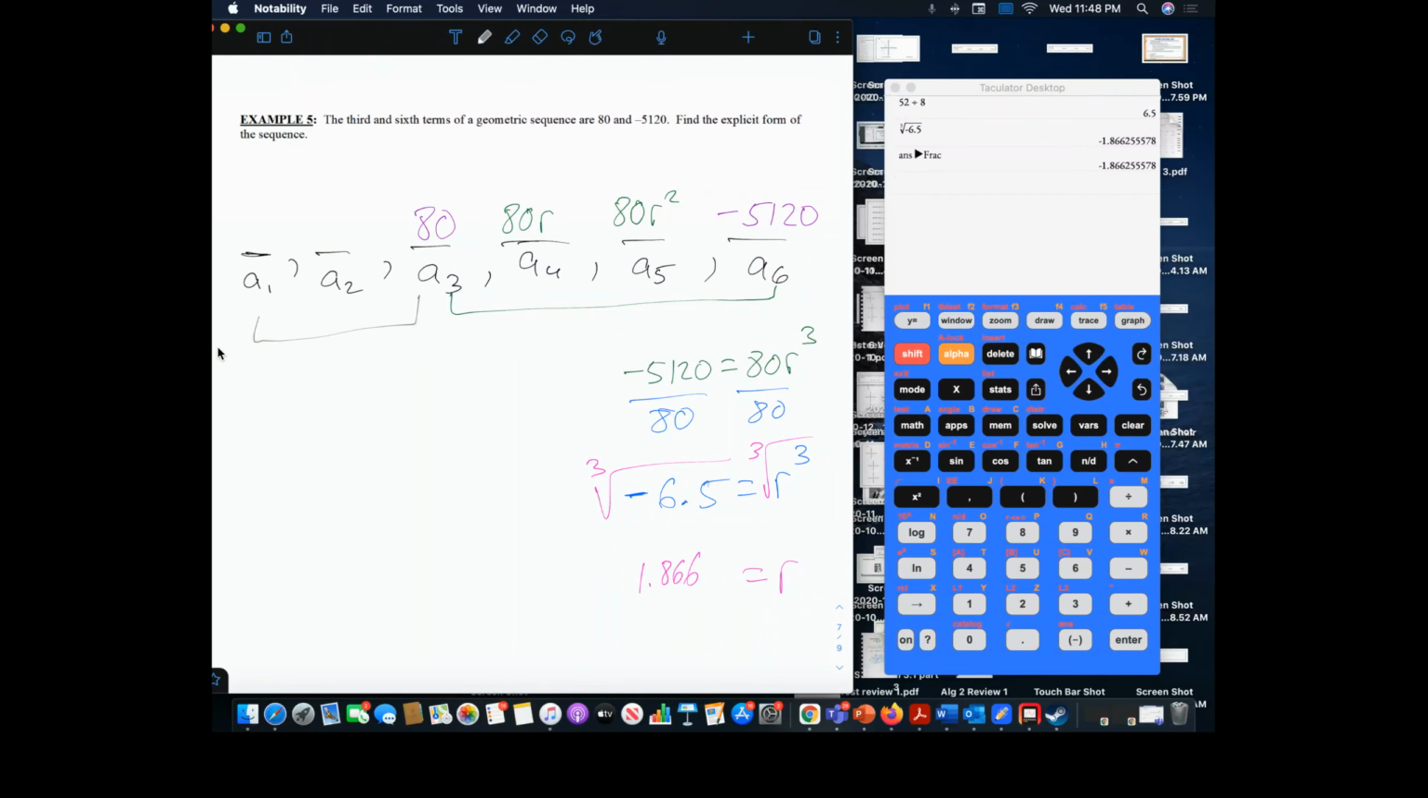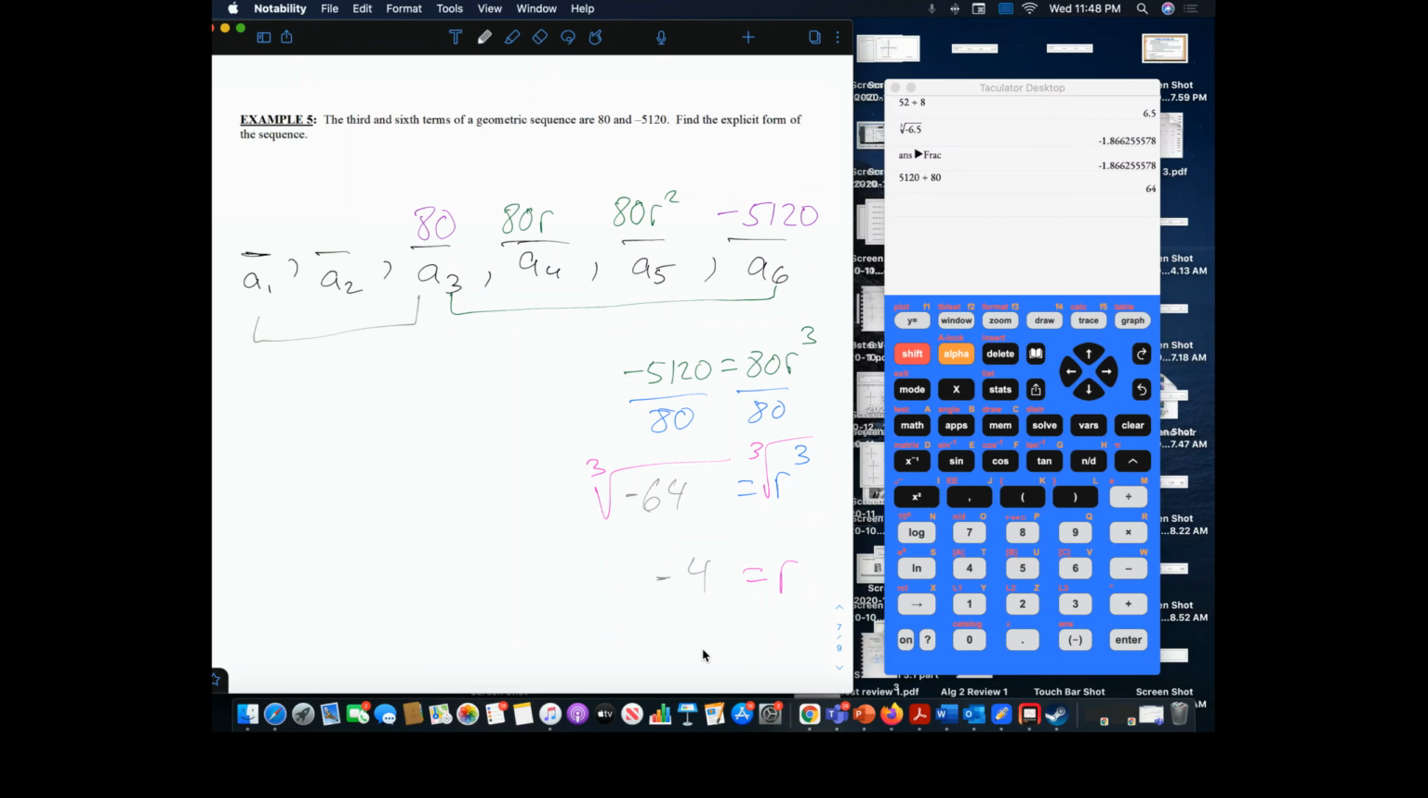I see what the problem is. It's not negative 6.5. This is incorrect. I didn't type it in right. So, let's do it again. 5120 divided by 80 is 64. And then the cube root of negative 64 is going to be negative 4. That's better. Okay, so there's 2 ways of doing this.